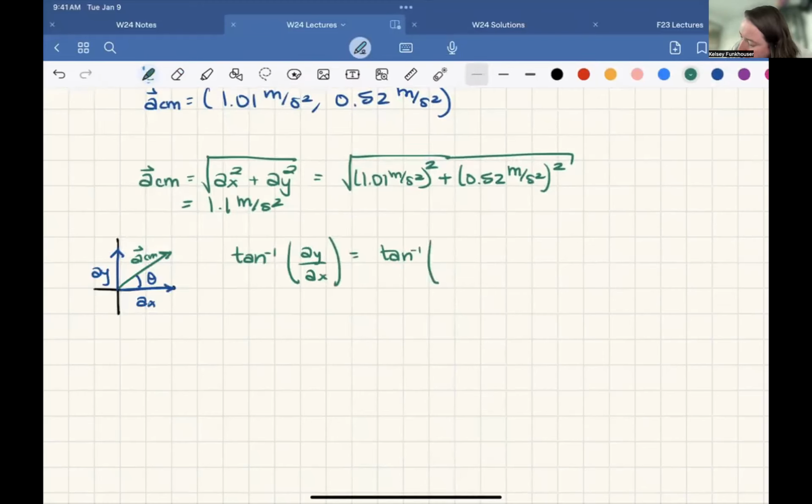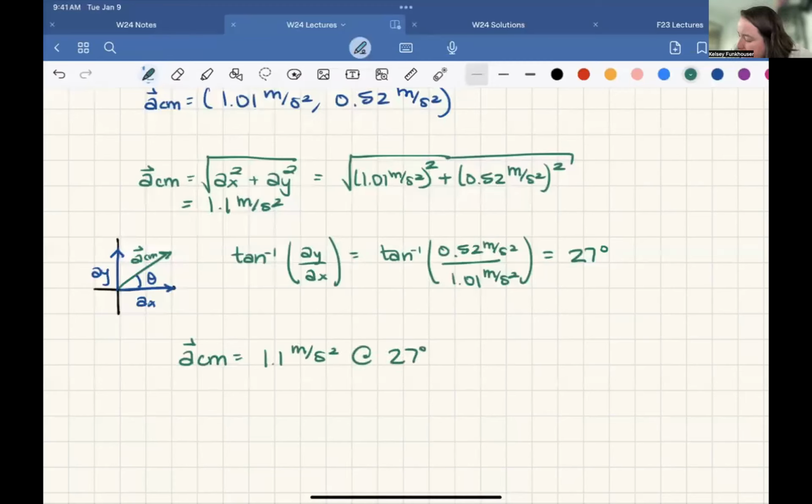So let's plug in our numbers, and we have 0.52 meters per second squared divided by 1.01 meters per second squared, and we get 27 degrees. So the acceleration of the center of mass is 1.1 meters per second squared at 27 degrees counterclockwise from the positive x-axis.